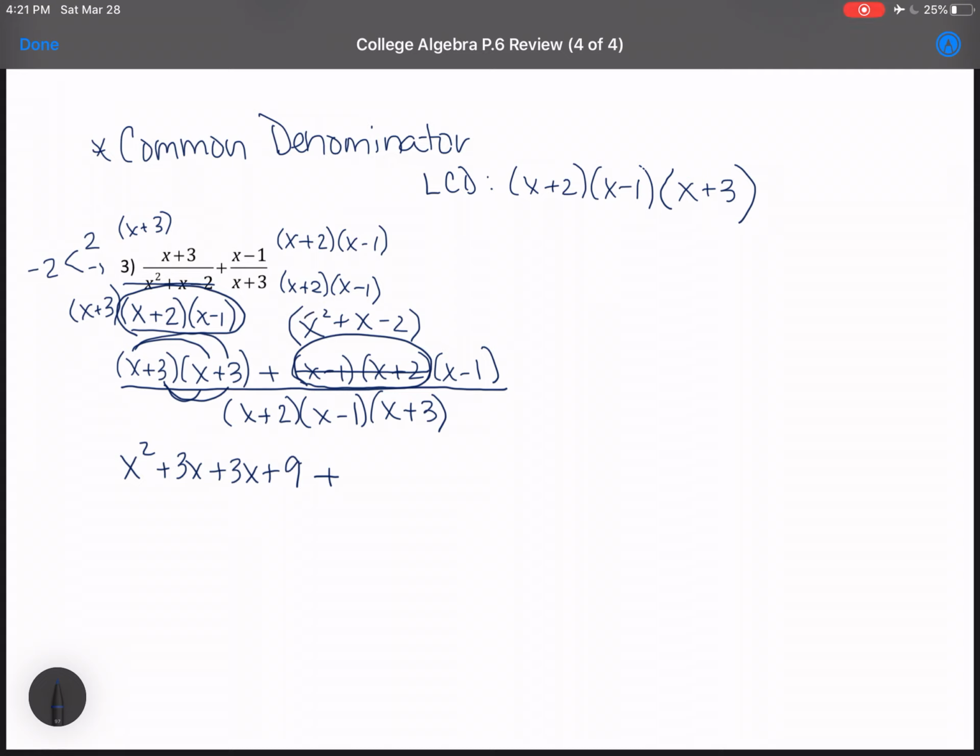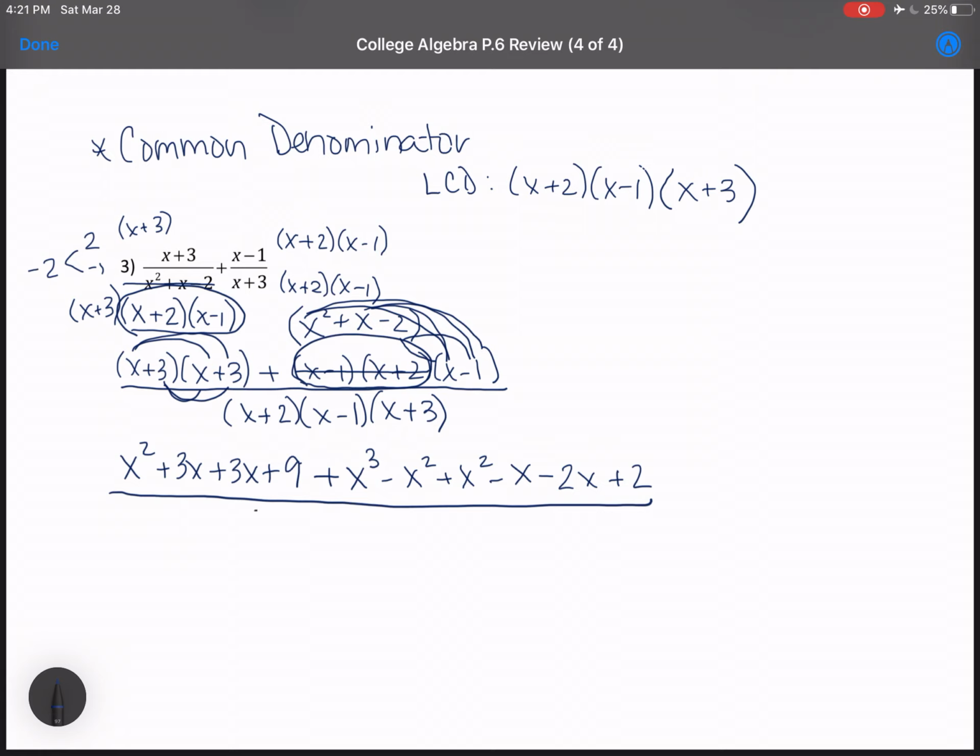So now we can multiply x squared times x, which is x cubed. X squared times negative 1 is negative x squared. X times x is x squared. X times negative 1 is negative x. Negative 2 times x is negative 2x. And negative 2 times negative 1 is a positive 2. And I know those lines kind of got overlapping, so I apologize for that. And then that's all over our denominator.